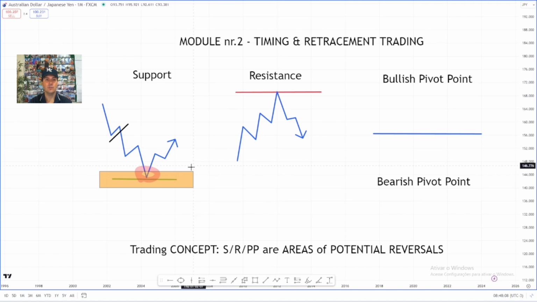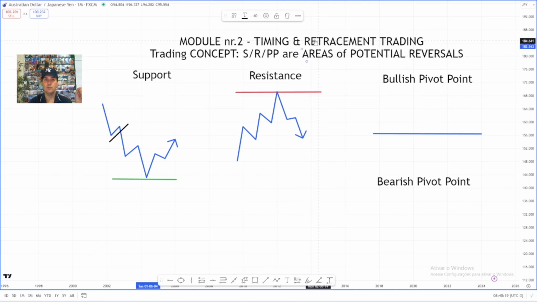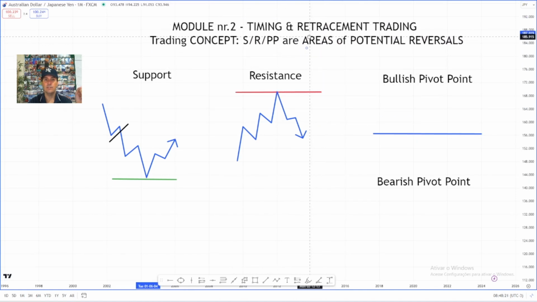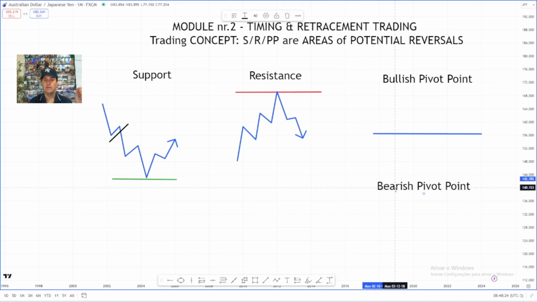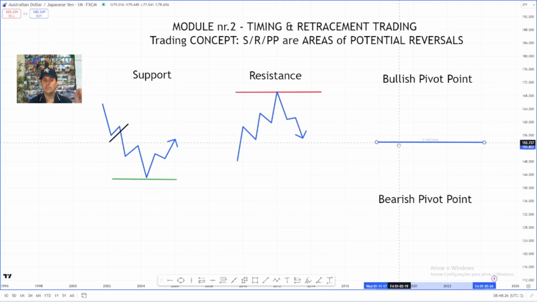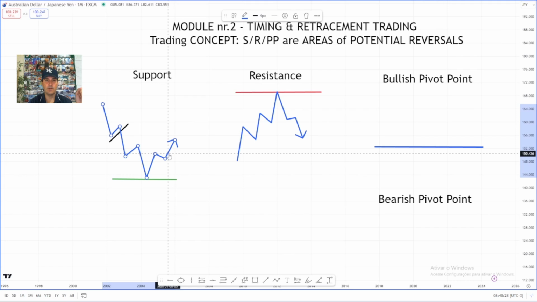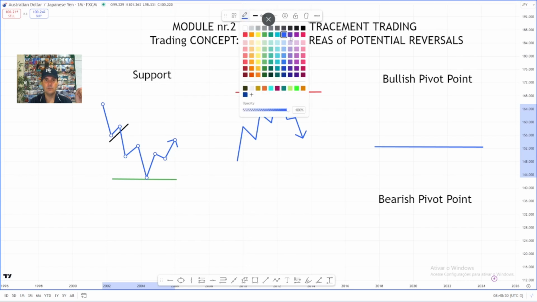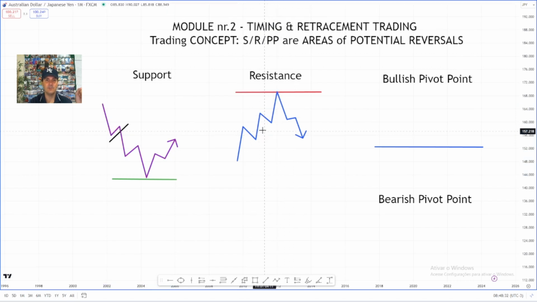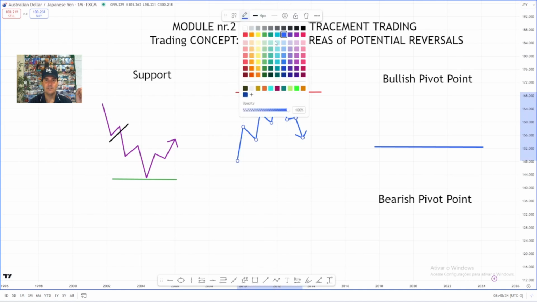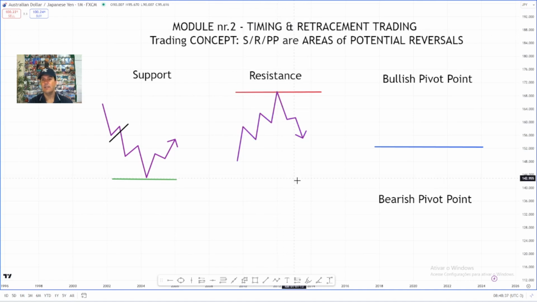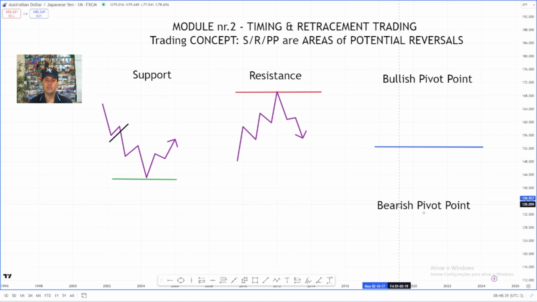Alright, so learn well that support, resistance, and pivot points are areas of potential reversals. Let's put that in here. Now let's color code this in violet. Douglas loves violet. Give me a second. Alright, now what is a bullish pivot point?